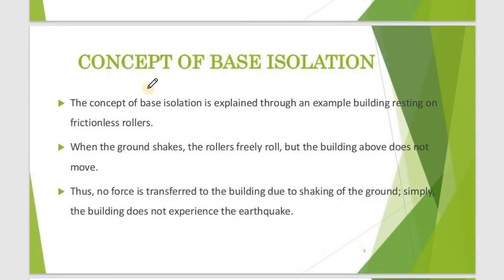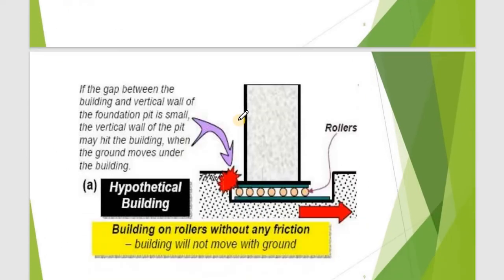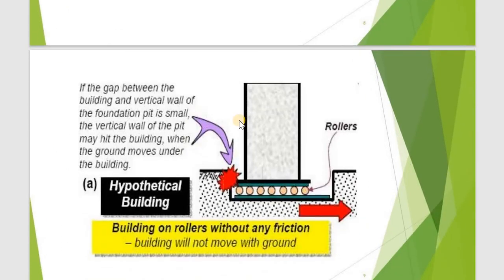Now, what is base isolation? The concept of base isolation is explained through an example of a building resting on frictionless rollers. Now, you can see a building like this. Initially, there are no rollers, you just consider. Then what will happen? If the support motion, this earthquake, is happening, all the vibrating forces will be transferred.